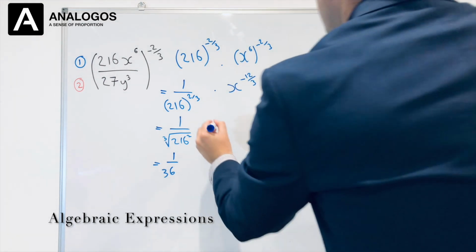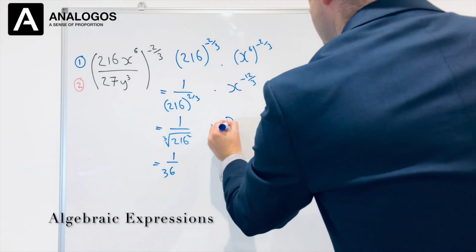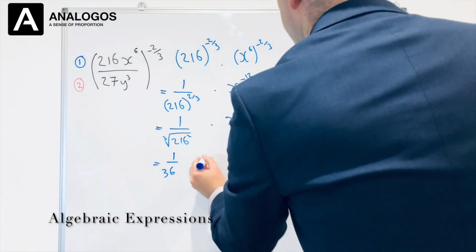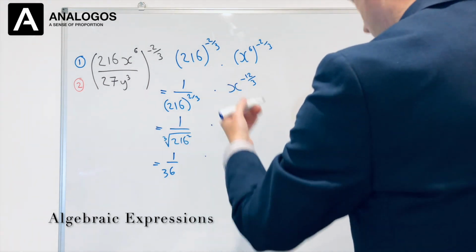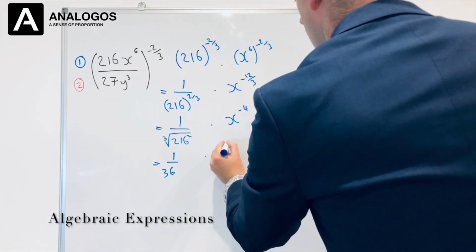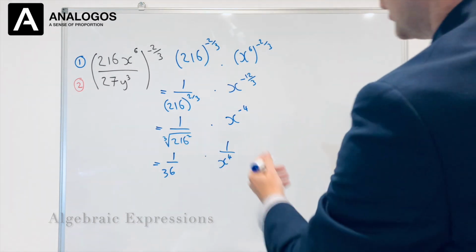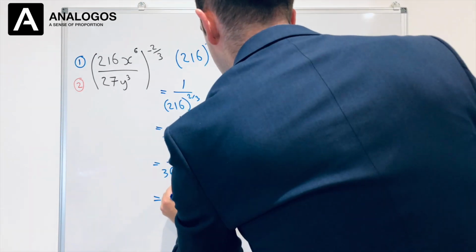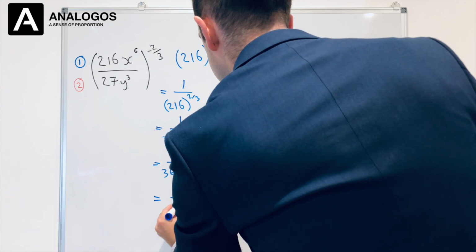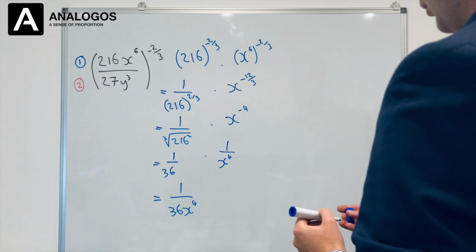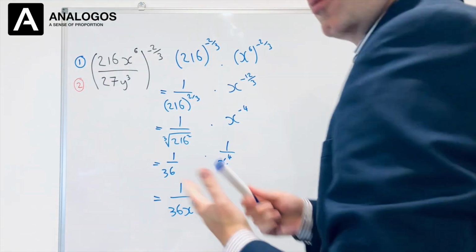Okay, so you can see that would simplify to x to the power of minus 4. Okay, and we don't want a negative power, so we bring it to the bottom. So that's going to give you 1 over x to the power of 4. Bringing this all together, you would say that's 1 over 36 x to the power of 4. Okay, so that's the numerator done.